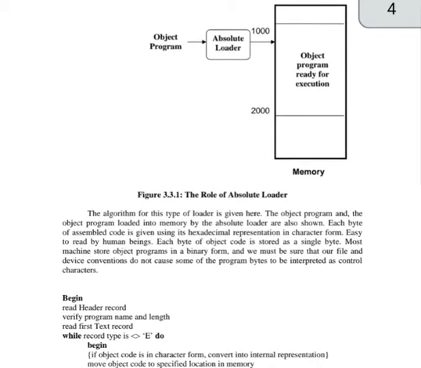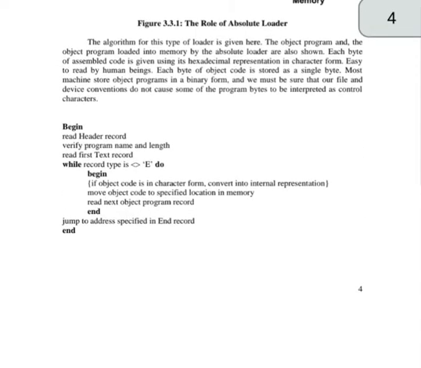So this is the diagram which shows the role of absolute loader. Here the object program is given to the absolute loader, resulting in the object program ready for execution in memory. The algorithm for this type of loader is given here, showing the object program and the object program loaded into the memory by the absolute loader.